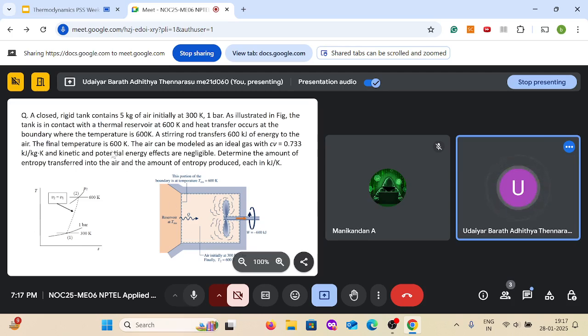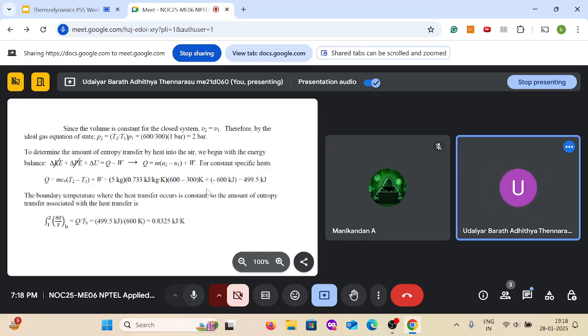So this is the process which is shown here. Initially the air, which is at 300 Kelvin and 1 bar, goes to some pressure P2, because it's a closed vessel and you are doing work, so that is getting converted into pressure. You are heating it up, so your temperature is increasing. For constant volume, your pressure will increase. So you are at pressure P2 and your temperature is 600 Kelvin, and you are going across a constant volume process because it's a closed system. So with this known, we will see how to calculate the entropy change.